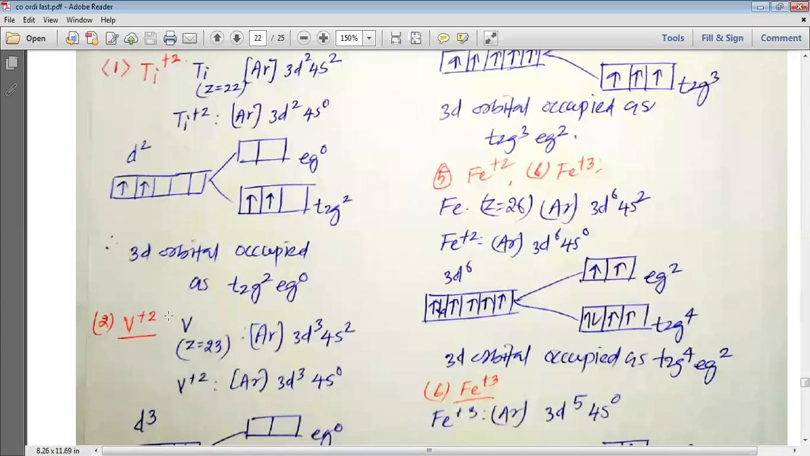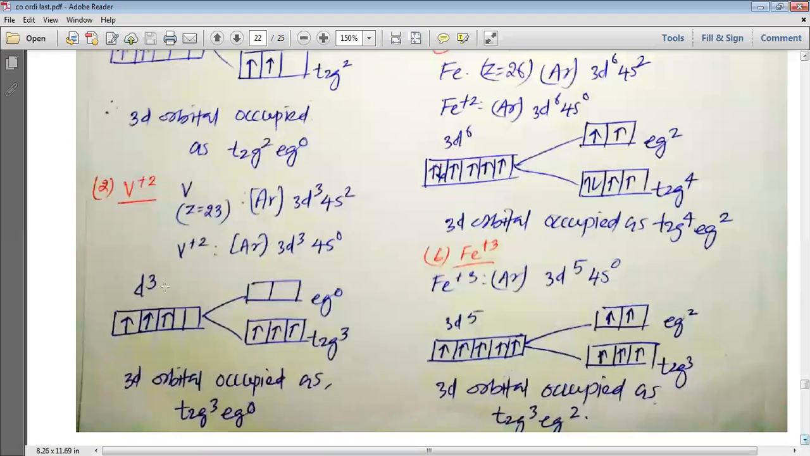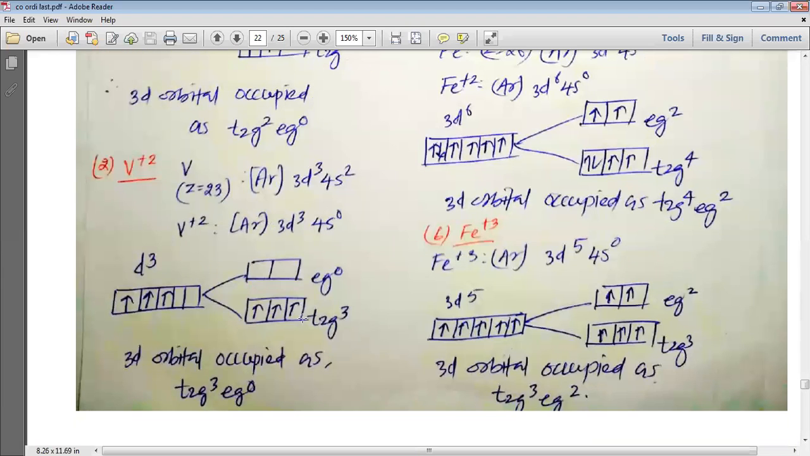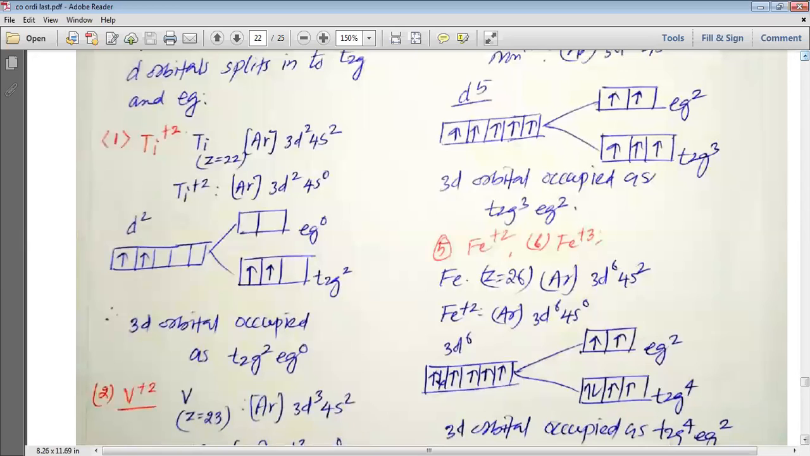When we look at vanadium+2, vanadium Z is equal to 23, [Ar] 3d3 4s2, vanadium+2 would be [Ar] 3d3 4s0. So in the d orbital there are 3 electrons, so we can consider it as d3. So there will be 3 electrons in t2g and no electron in eg. So 3d orbitals are occupied as t2g3 and eg0.